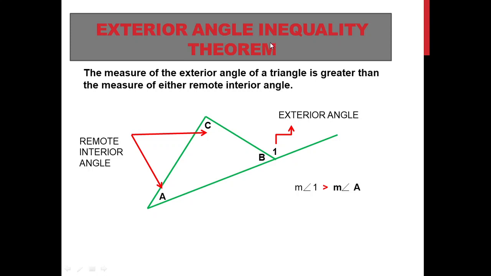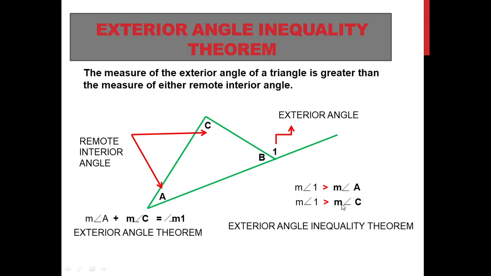So the inequality theorem states that angle 1 is greater than angle A, and also angle 1 is greater than angle C. This is based on the exterior angle inequality theorem. Now we also have this statement based on the exterior angle theorem. Okay, take note, this is different from the exterior angle inequality theorem. I'm referring to the exterior angle theorem, which states that angle A plus angle C is equal to angle 1.